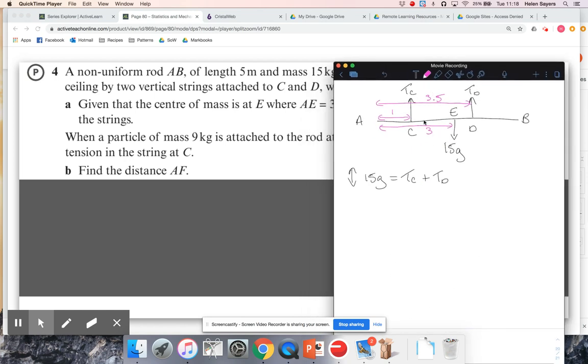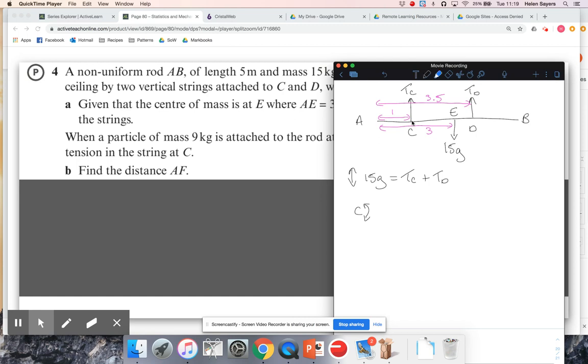I could take moments about A, and that would give an equation involving the tension at C and the tension at D. So I'd have 2 unknowns, but then I've got a second equation with 2 unknowns, so that would absolutely work. I'm going to do it slightly differently to the previous ones, though, and you'll see why. I'm going to take moments about C. It doesn't matter; if you have a look through the textbook exercises and try a few other questions, you might prefer to take moments about A, but I'll show you why I'm taking moments about C.